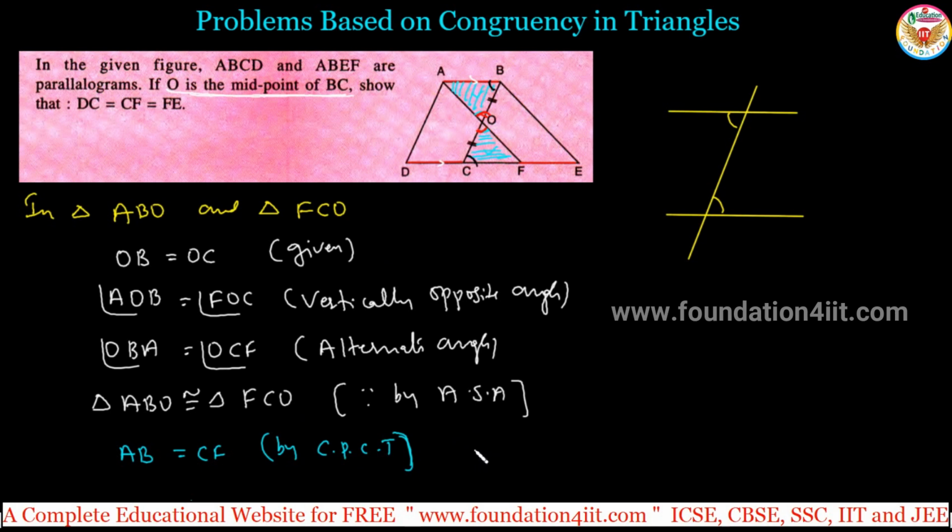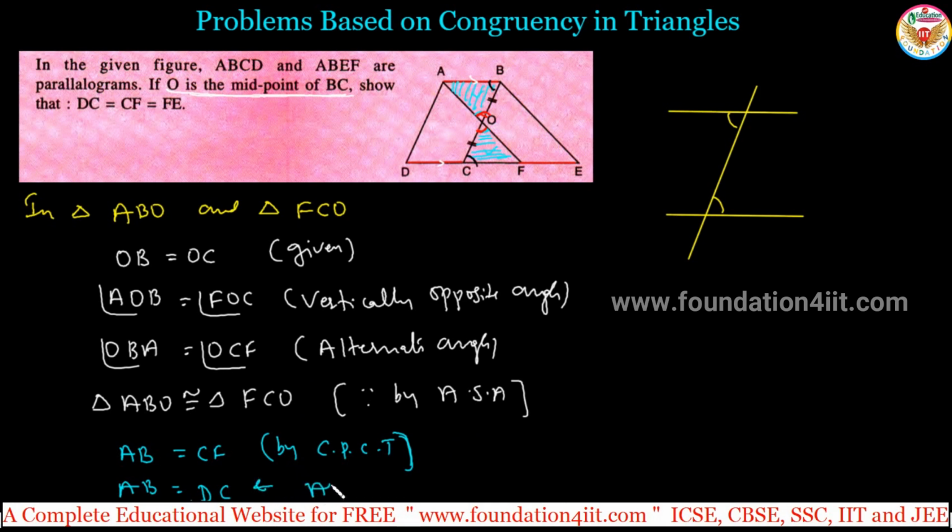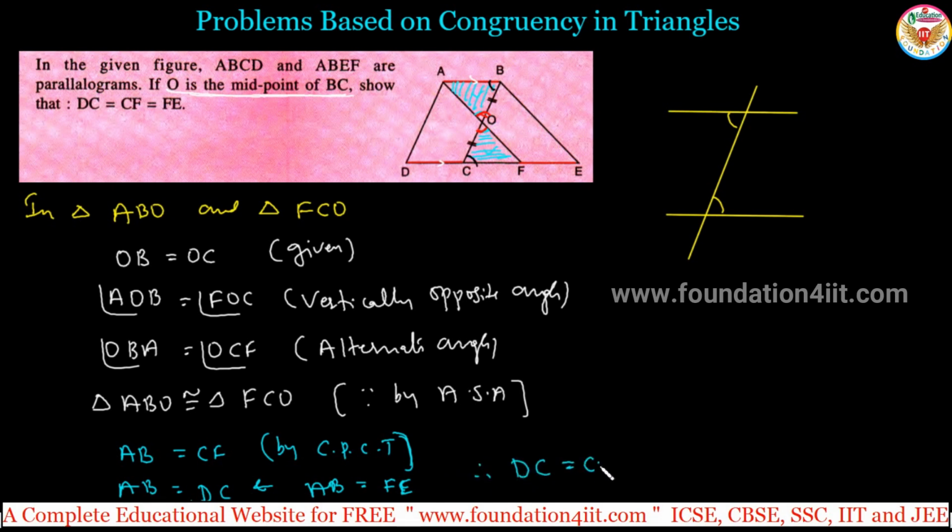Already we know that AB is equal to DC, by the opposite sides of the parallelogram. And AB is equal to FE also, again by opposite sides of the parallelogram. So therefore we can write DC is equal to CF is equal to FE, right? So the main thing is these two triangles. Which two triangles are you to prove congruent? Check which property can apply and just use the rule, right? See one more problem in this question.